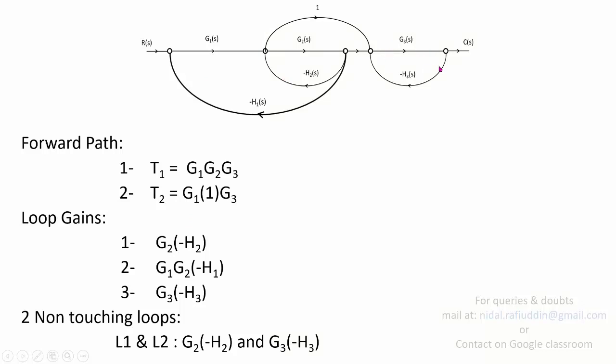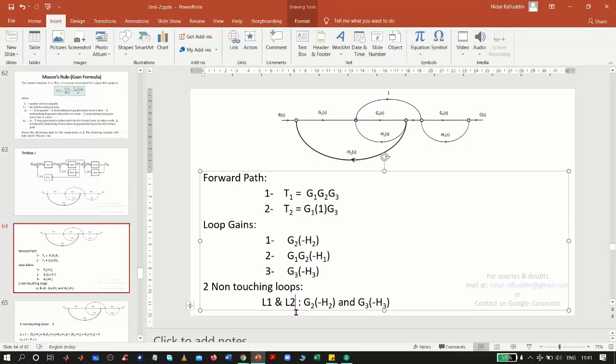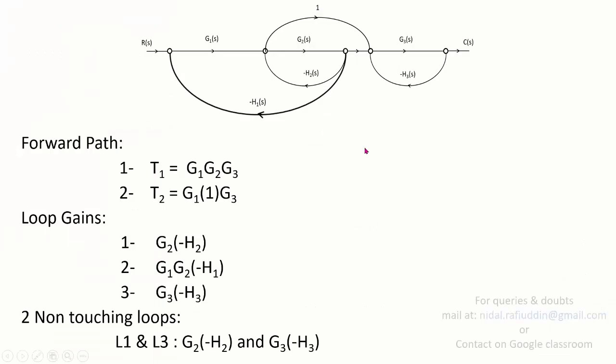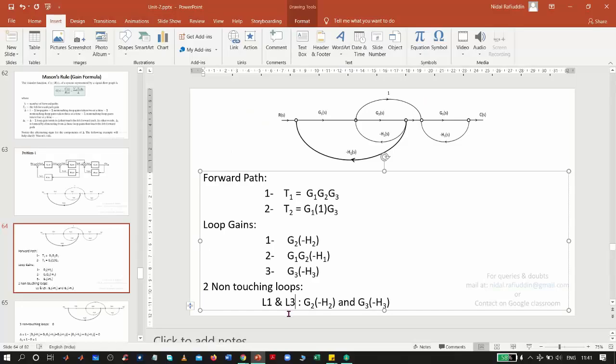These 2 loops, L1 and L3, are non-touching, while L1 and L2 are touching. There's one more correction. L2 and L3 are also non-touching. So this particular loop G1, G2 minus H1 is non-touching to G3 minus H3.